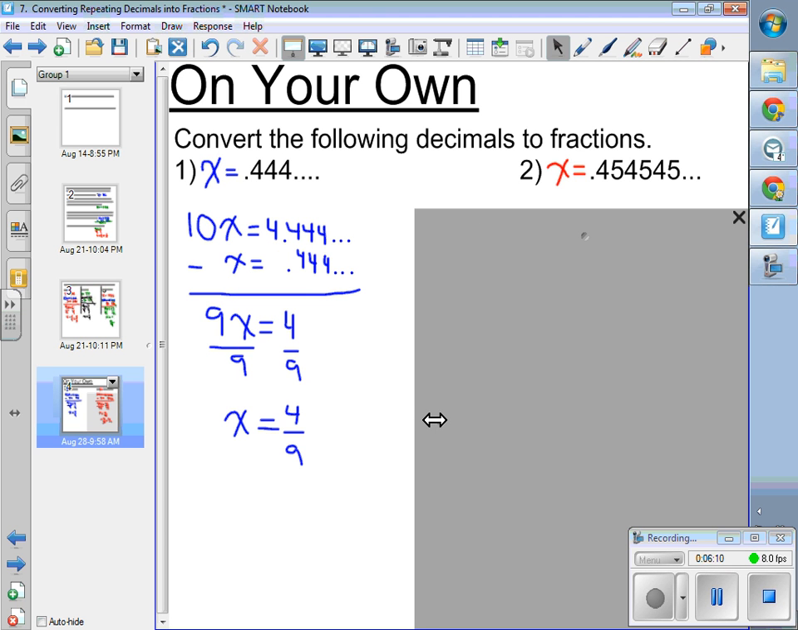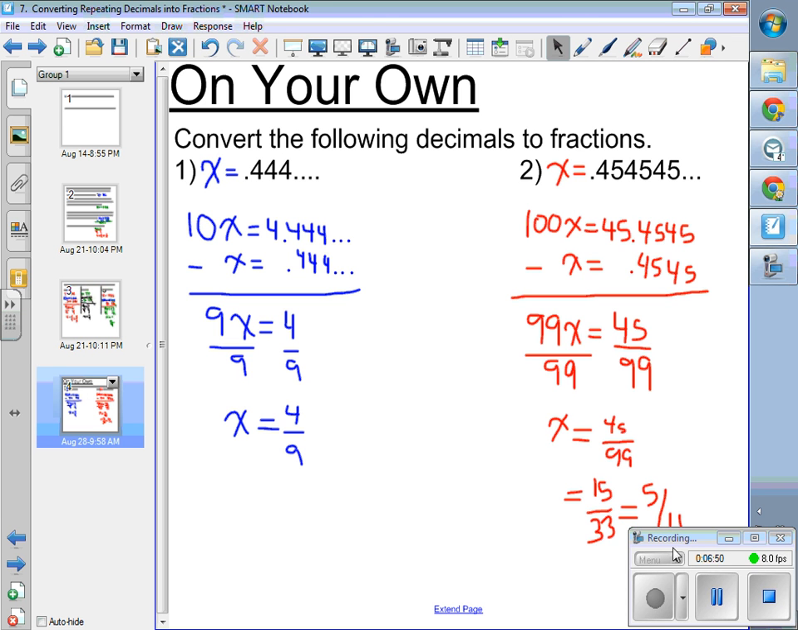So we're multiplying the 0.4 repeating by 10. We get 10x equals 4.4 repeating, minus x equals 0.4 repeating. The 0.4 repeating part's gone when you subtract, and you're left with 4 on the right side of the equation. And you've got 10x over here minus x, you get 9x. So you've got 9x equals 4. Okay, you divide by 9 on both sides to get x all by itself, and you're left with 4/9. So here's your answer.